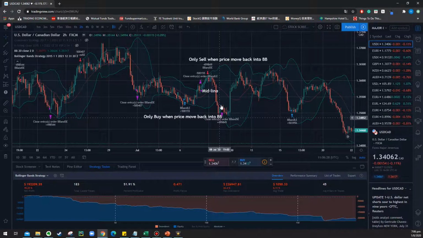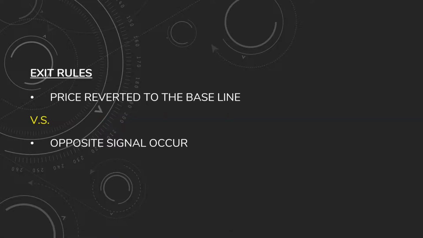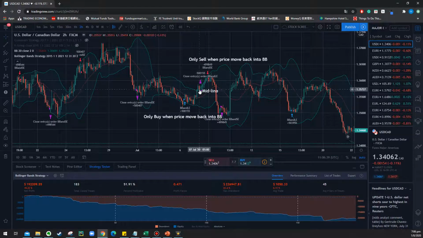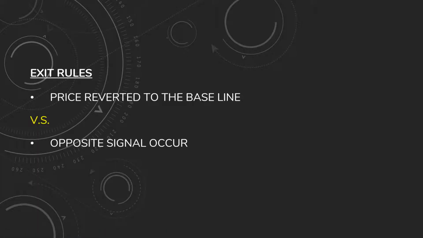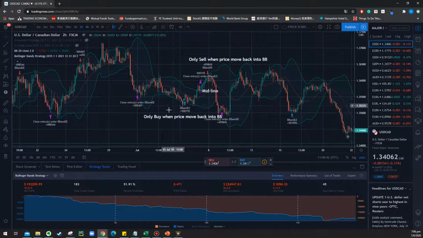We're going to test 2 different exit rules in this testing. One way of exiting is when the price mean reverts to the baseline, also known as the moving average. Another way of exiting is when an opposite signal occurs. The reason we're going to try different exit rules is that you'll see later that it'll have a huge impact on our trading performance.